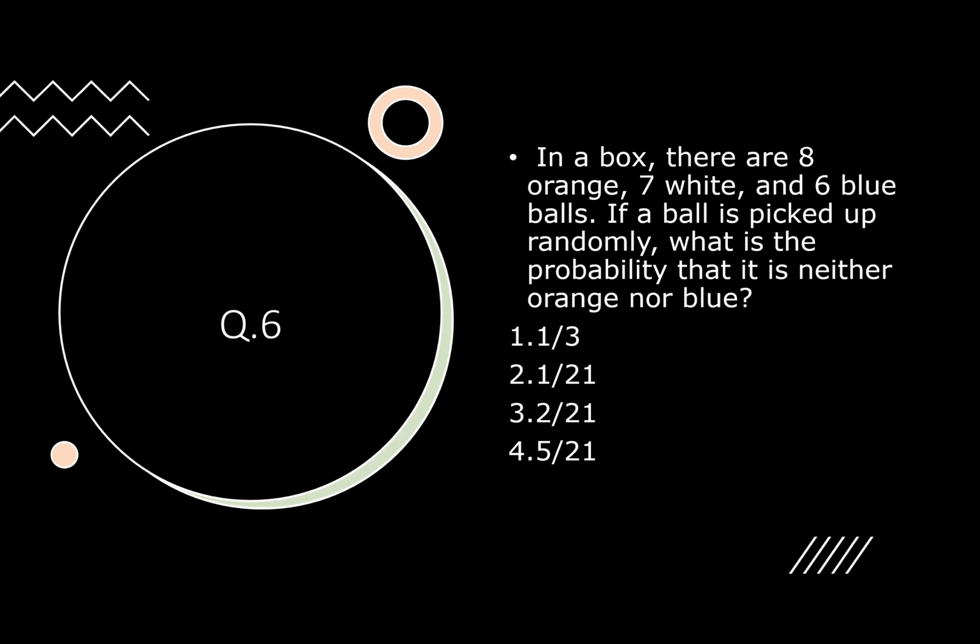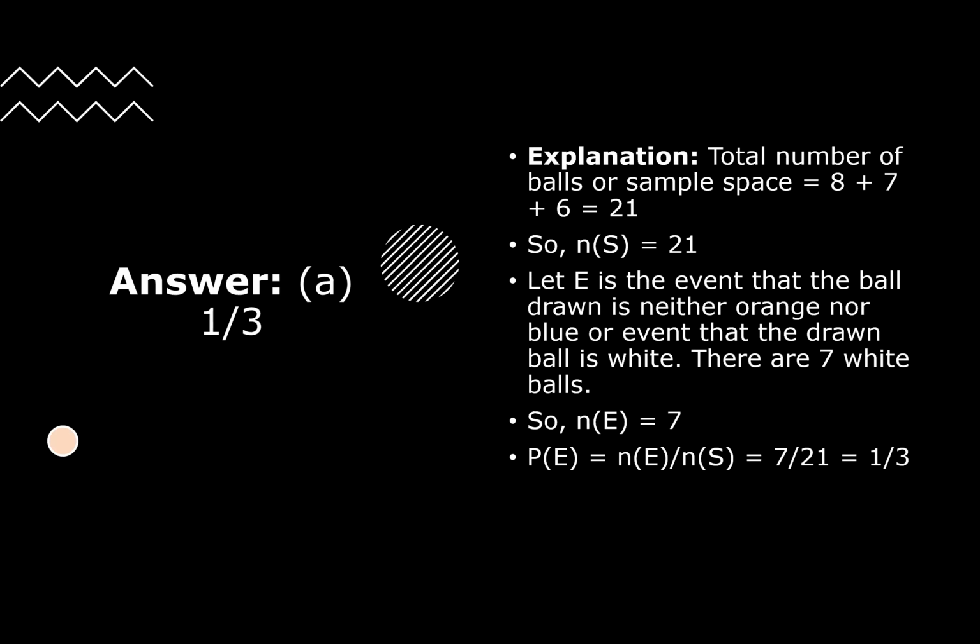Question number 6. In a box, there are 8 orange, 7 white, and 6 blue balls. If a ball is picked up randomly, what is the probability that it is neither orange nor blue? I will explain. The total number of balls, or sample space, is 8 plus 7 plus 6, which is 21. Let E be the event that the ball drawn is neither orange nor blue, or that the drawn ball is white. There are 7 white balls. So we will divide 7 by 21 and the answer would be 1 by 3.